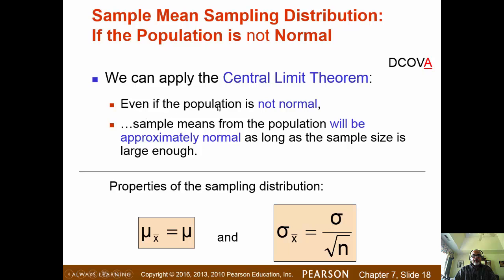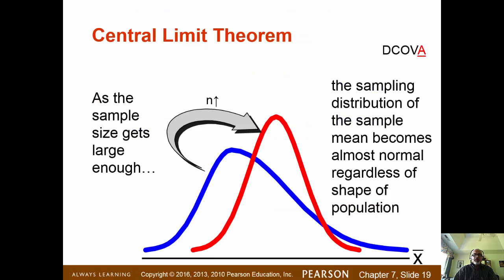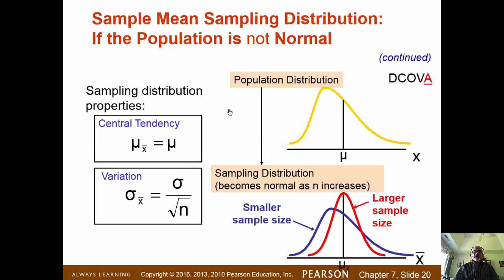Now even if the population is not normal, the sample mean will follow an approximately normal distribution, and the approximation becomes closer and closer to the actual normal distribution as n increases. Mu sub x bar is mu, and sigma sub x bar is sigma over square root of n. We can look at the central limit theorem in a picture format like this. Whatever the underlying population may be, as n increases, the distribution of x bar becomes closer and closer to normal.